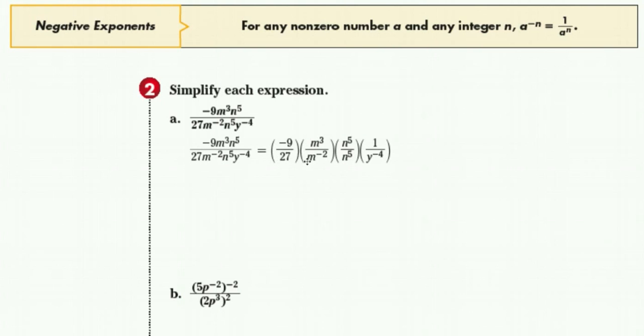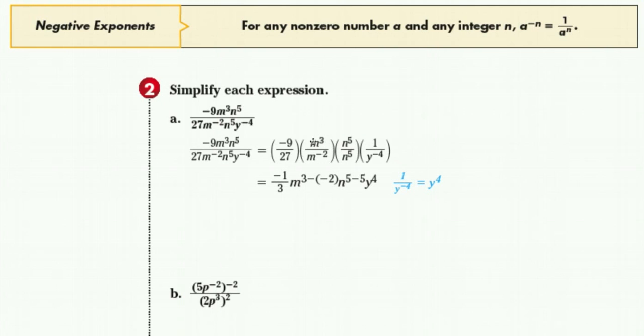And we group the like bases together. So we have m cubed all over m to the negative 2, n to the fifth over n to the fifth, and 1 over y to the negative 4 because y does not have a common base. Okay, with that we follow. We simplify negative 9 over 27, which brings us negative 1/3.